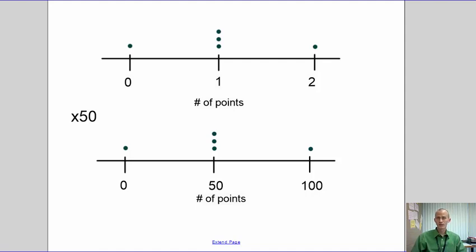Going to that original problem, we had a range of 2. Now we have a range of 100. So that 2 gets multiplied by that 50. And that applies to any of our descriptive statistic principles.